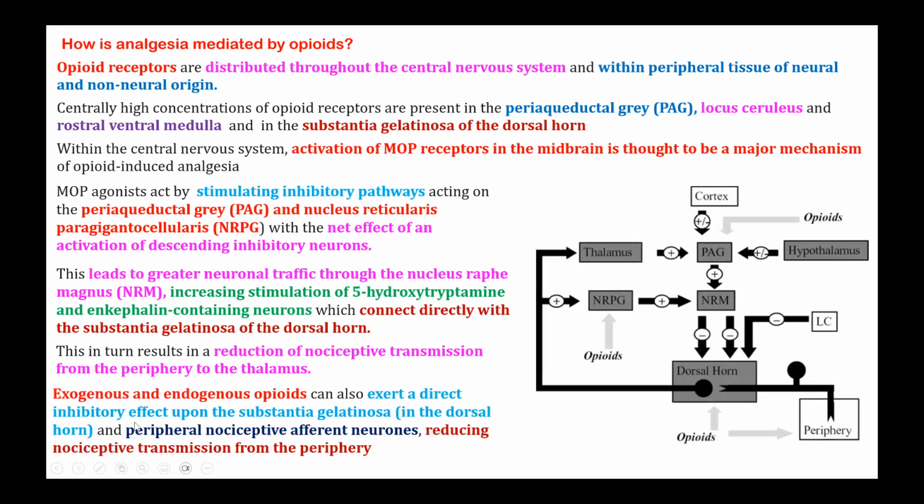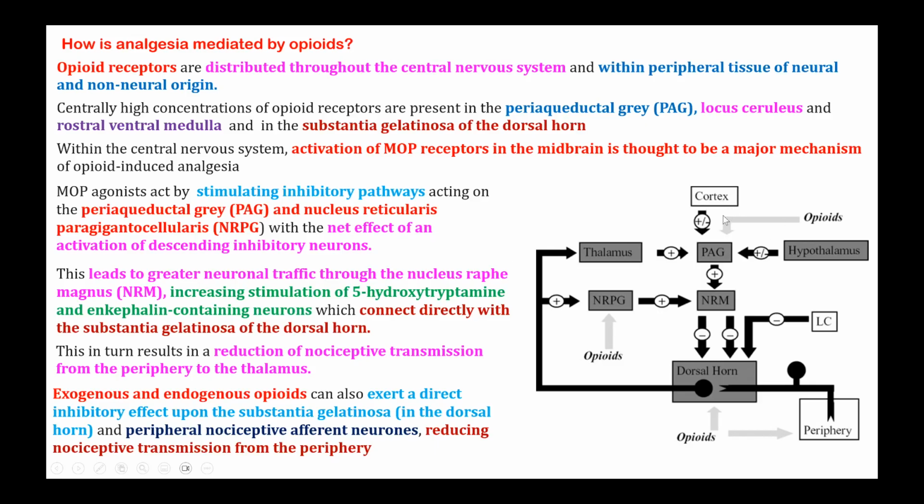And in this picture, the exogenous and endogenous opioids exert a direct inhibitory effect upon the substantia gelatinosa and also peripheral nociceptor afferent neurons, reducing the transmission. So two important components: one is blocking the conduction of pain sensation from the periphery to the central cortex, and the other is inhibiting the transmission from above by the inhibitory pathways. If you remember it the simple way, these are the two mechanisms by which the opioids act. And you can see this picture tells you where all they are acting.